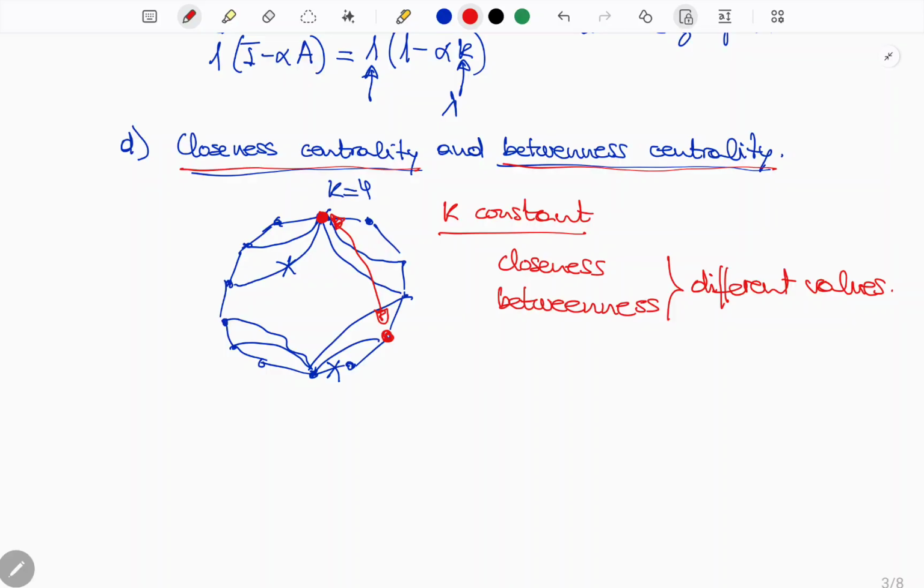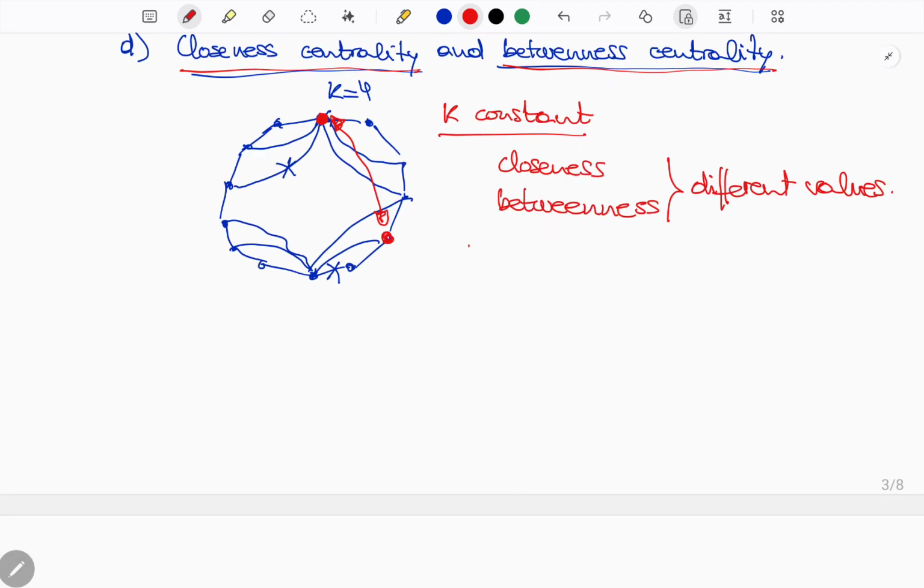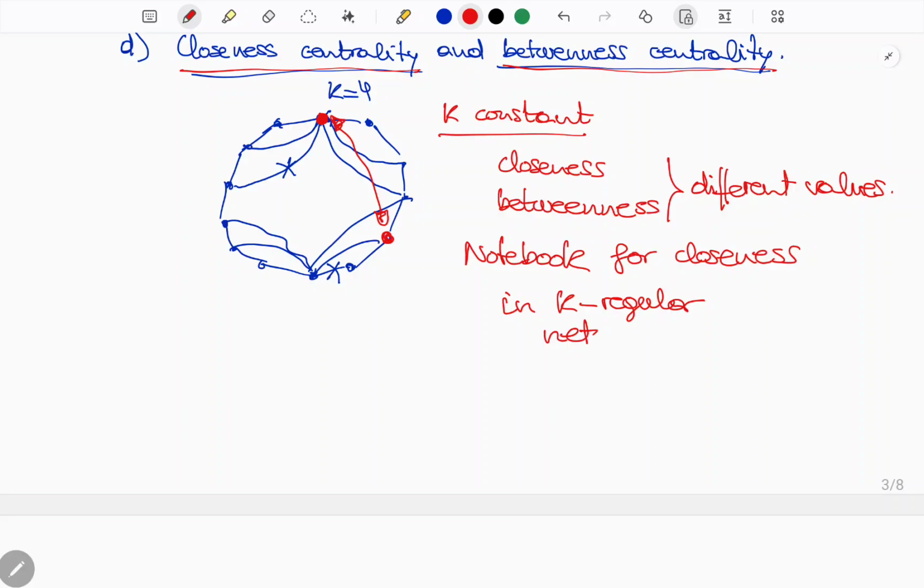And that's it. I'm going to upload to Moodle a notebook for closeness in K-regular networks, where you can see that this is the case. Yeah, this is exactly the case. And that's it, we are done with the exercise.